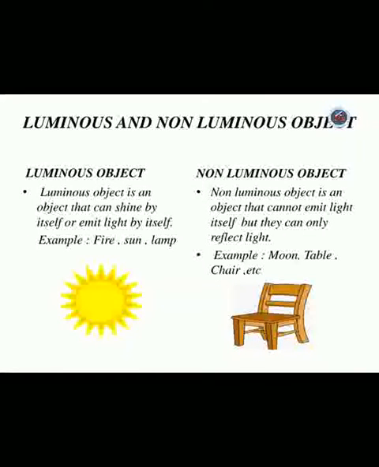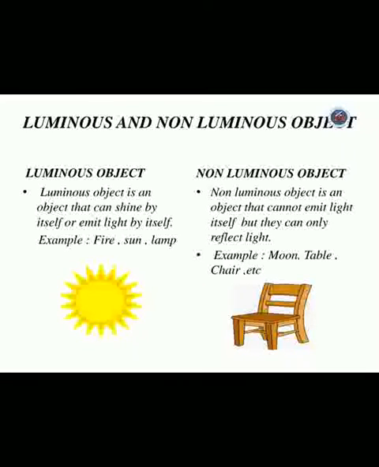Now moving on to the next, we have luminous and non-luminous objects. Before we study luminous and non-luminous objects, let's first learn what visible and invisible objects are and how we see objects. Okay, what are visible and invisible objects? Objects which we can see are called visible objects, whereas objects which we are not able to see are called invisible objects.